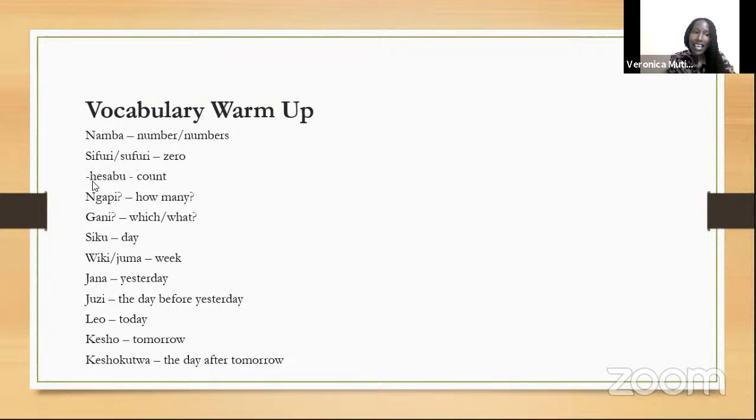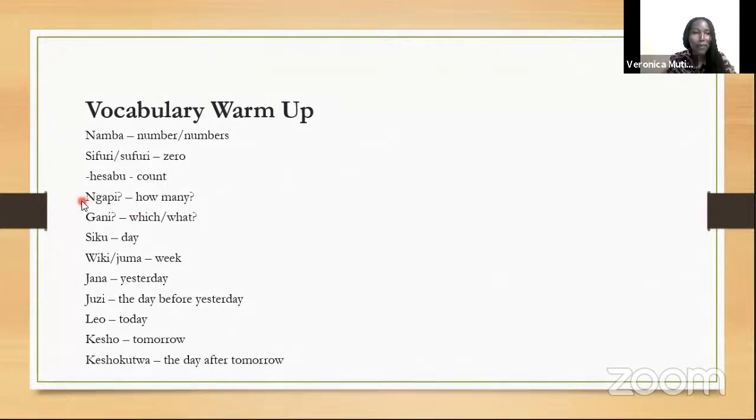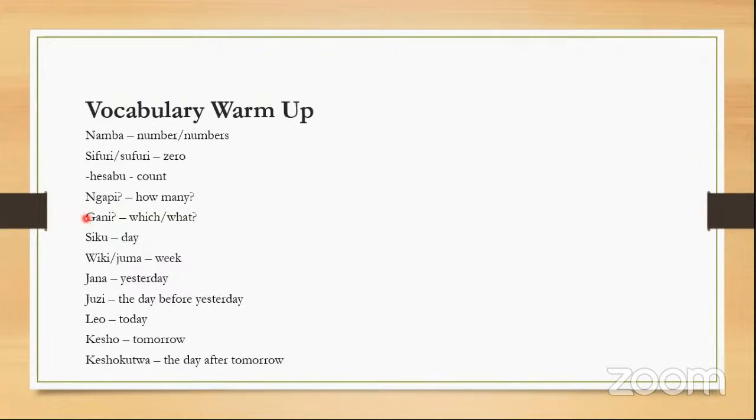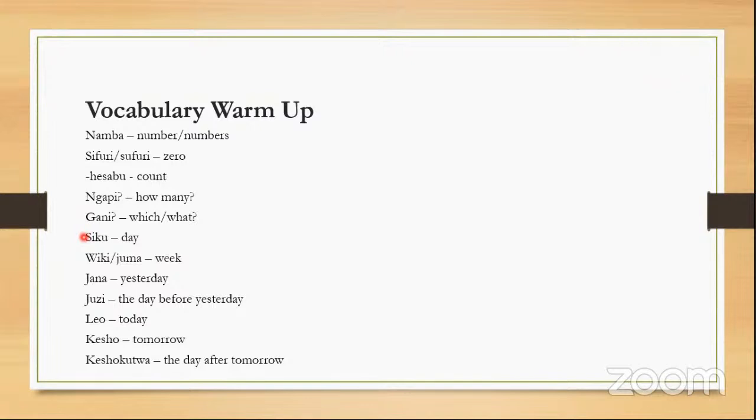Very good. And then, how do I give you an instruction to count? Hesabu. Yes, hesabu. Very correct. And then the question word for how many? Ngapi. Yes, perfect. Ngapi. And then we have this. Gani. Yes, gani for which or what. And then we have this one. Siku. Yes, siku for a day.